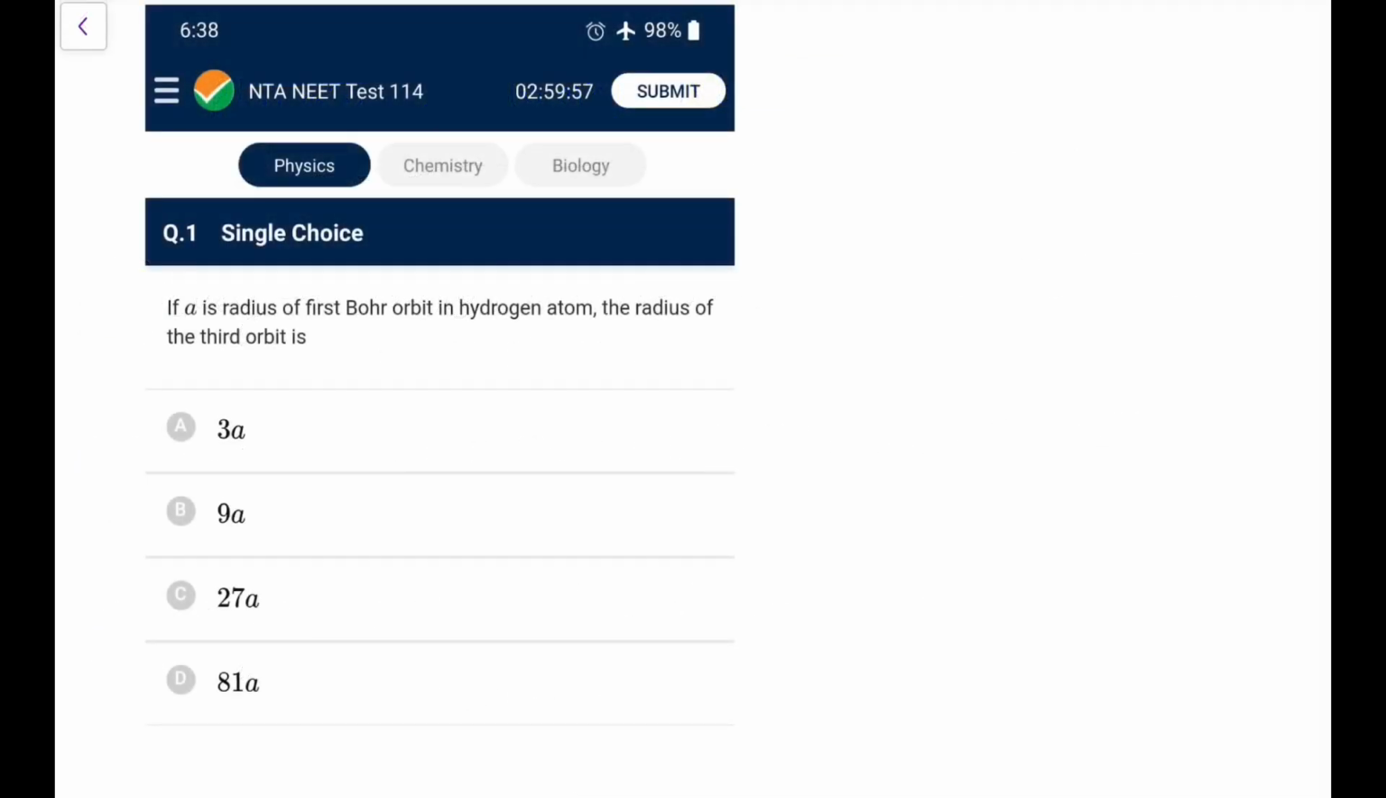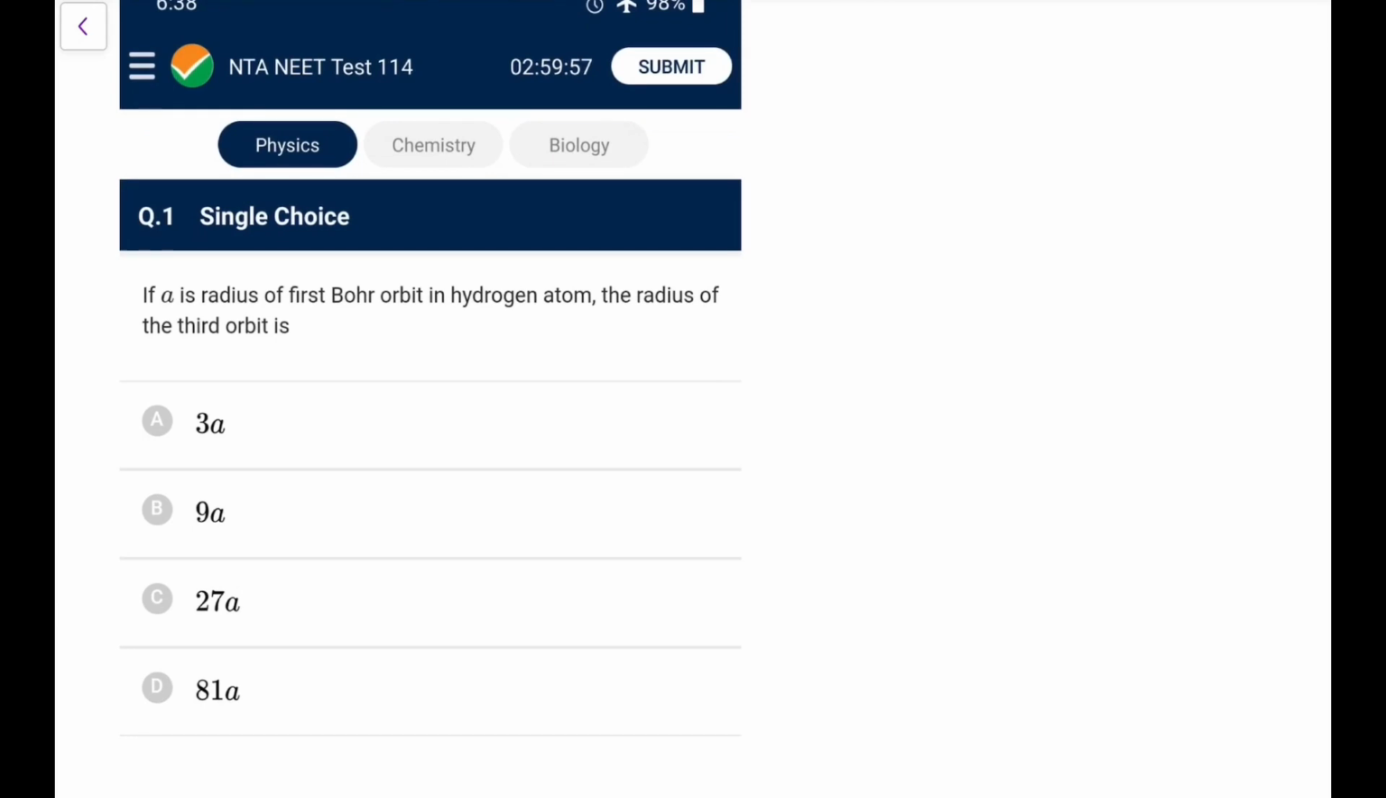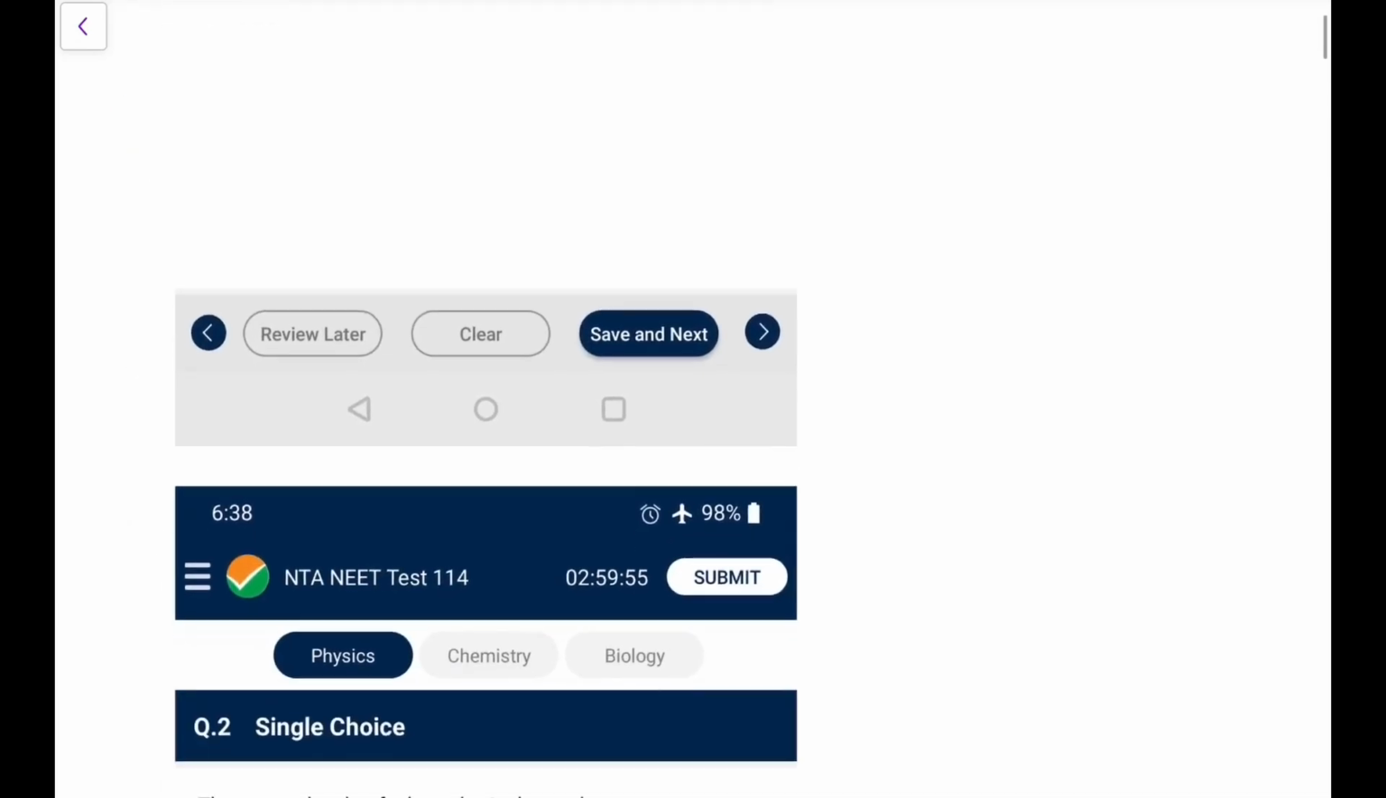Question number 1. If A be the radius of the first Bohr orbit of a hydrogen atom, find the radius of the third orbit. As you know, the radius is proportional to n square. So if it is A for the first, the third will become n square, that is 3 square, 9A times. That is option B we will take.